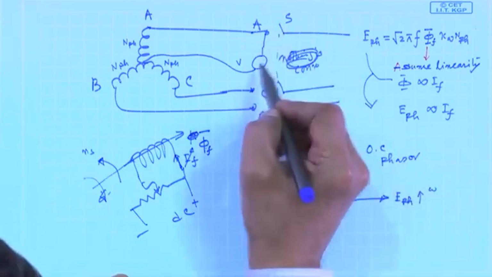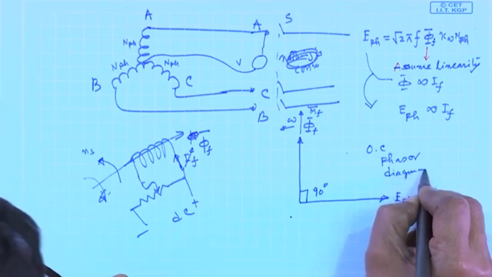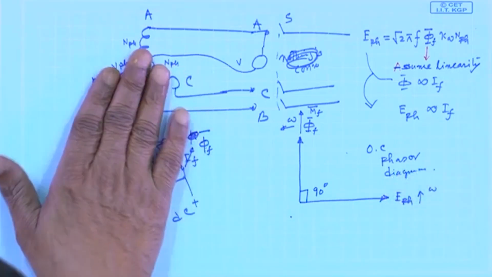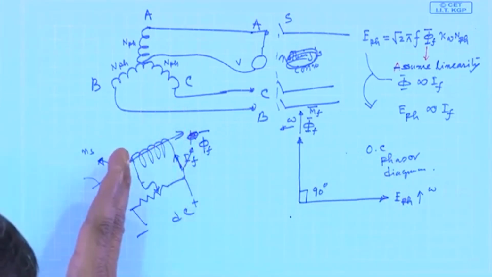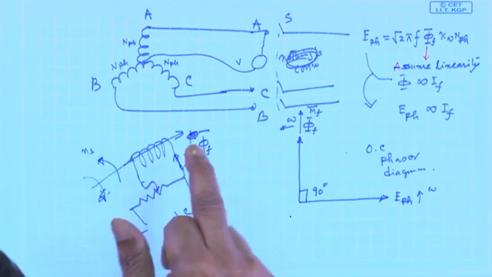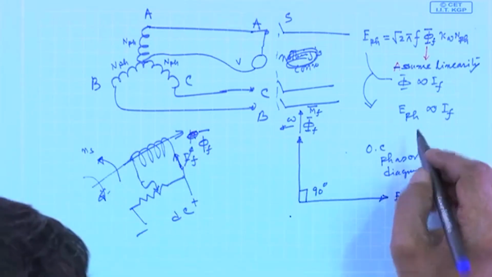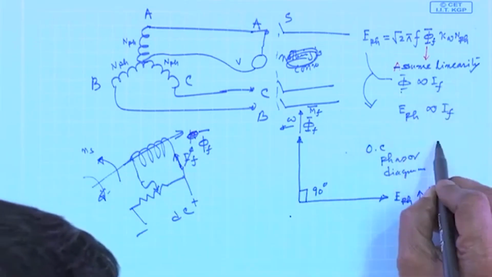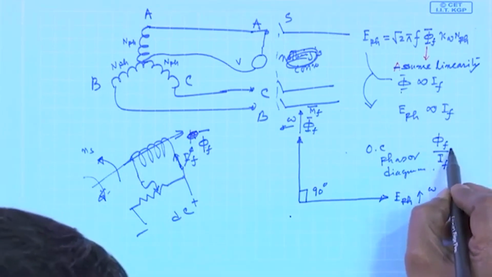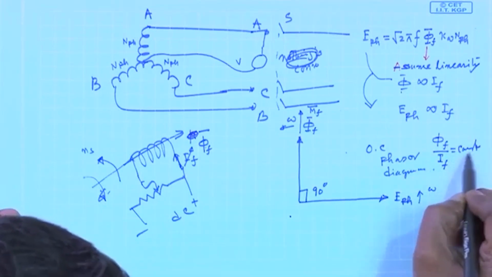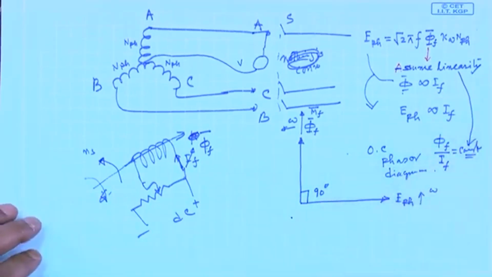Why open circuit? Nothing is connected here. Open circuit phasor diagram. What is open circuit phasor diagram? Run this machine, it is running as a generator. With the help of a prime mover, I run it, excite the field winding to create phi f, and this is what happens. And this phi f and IF is constant because of linearity. Okay, we will continue with this. Thank you.